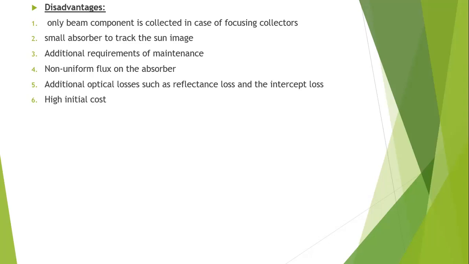The second one is, in some stationary reflecting systems, it is necessary to have a smaller absorber to track the sun image. In others, the reflector has to be adjustable to more than one position if year-round operation is desired. So if you want to operate these concentrating collectors over the year, this has to be made a sun tracker device. Every day, every hour, we have to observe the solar radiation and track the sun, either manually or by an automatic process.